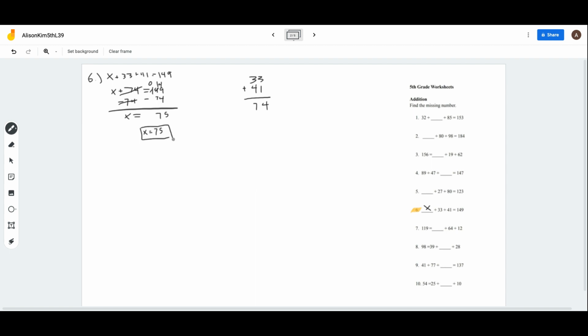Now, just to make sure that my answer is 100% correct, we're going to add 75 to the 33 plus 41, which is already given right here, 74. So we're just going to add 75, and if it equals 149, then that means I did it correctly. 9 plus 5 is 14, and we get 149, and that equals what we were given. So the missing number for number 6 will be 75.